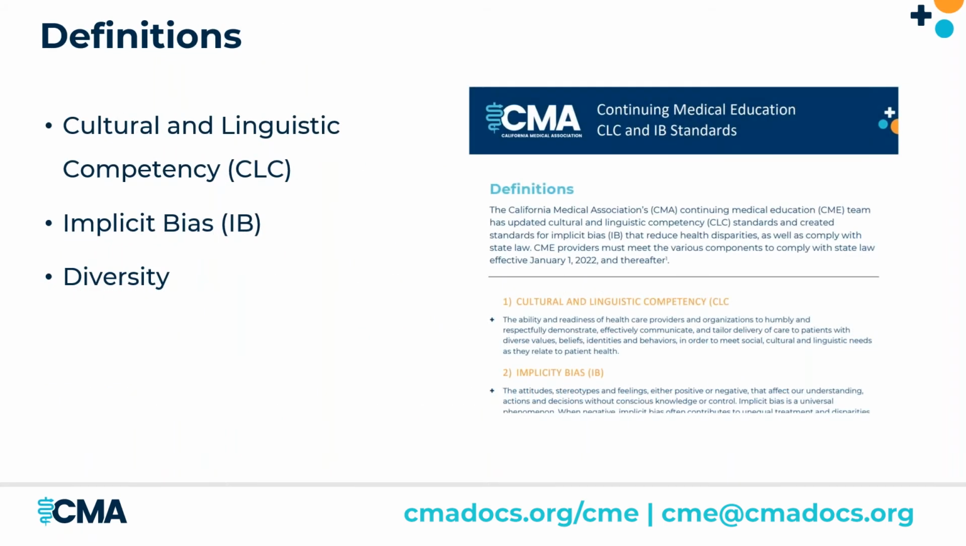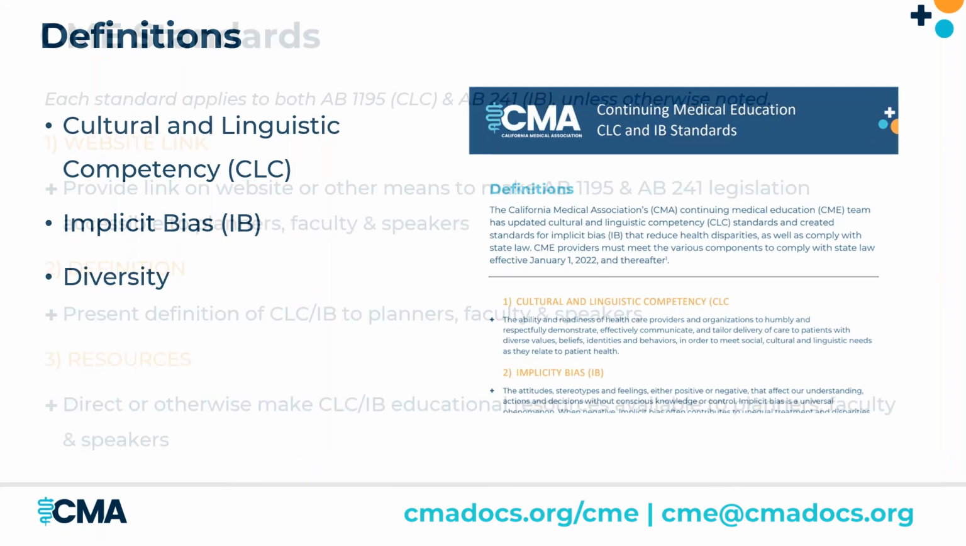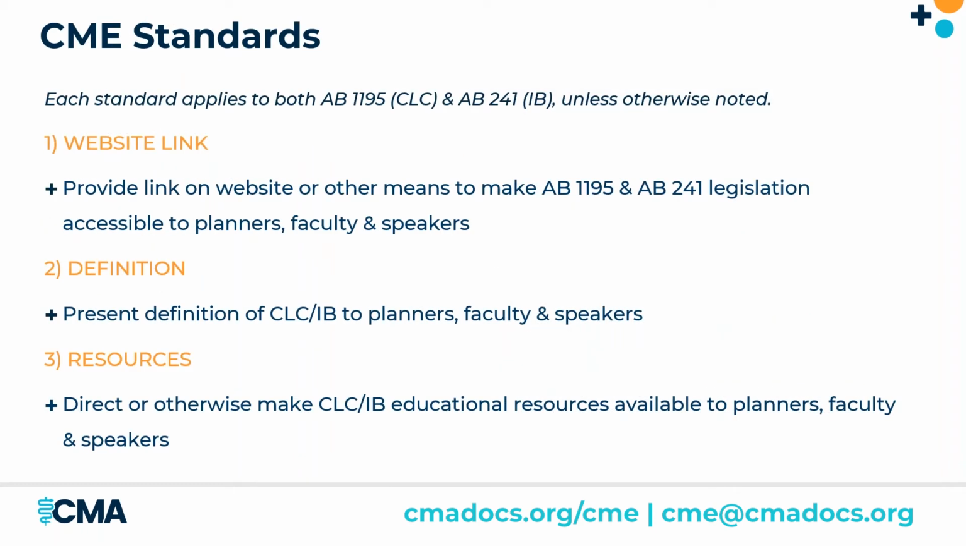The Advisory Council worked to create definitions of cultural linguistic competency and implicit bias for the purpose of creating these standards. These definitions are intended to provide additional context to the definitions presented in the controlling statute, and they're available in full on the CMA website. From these definitions, we drafted the standards themselves.